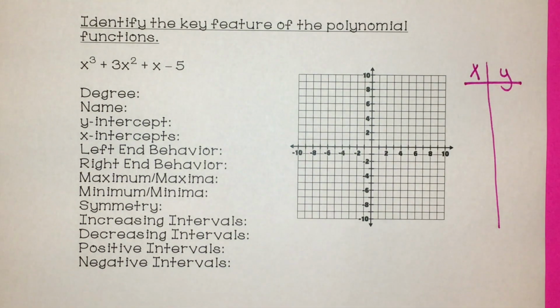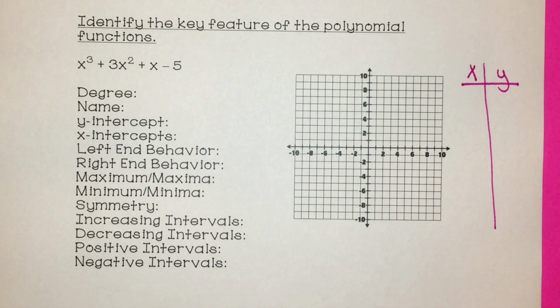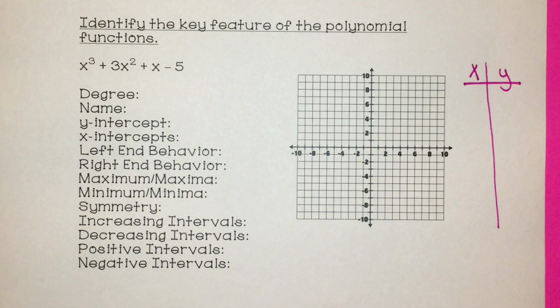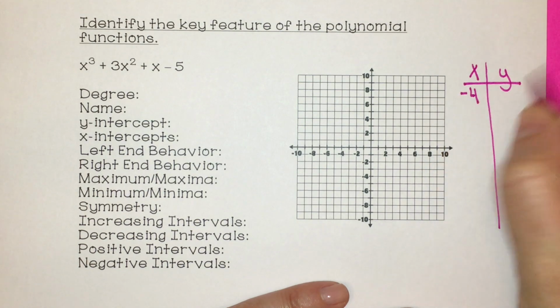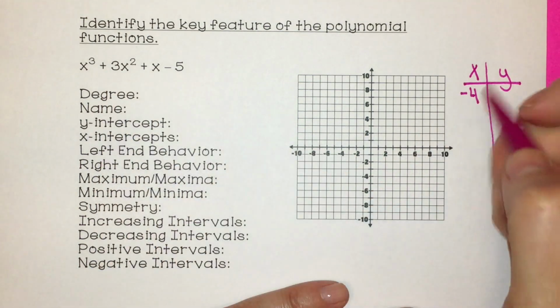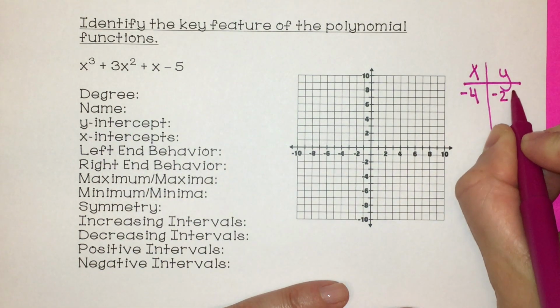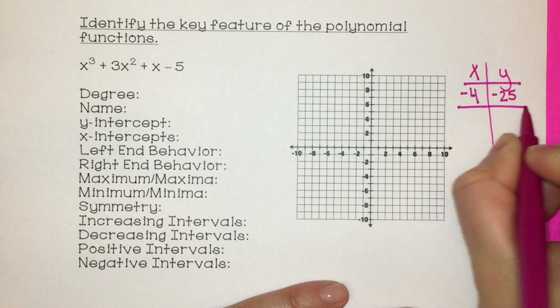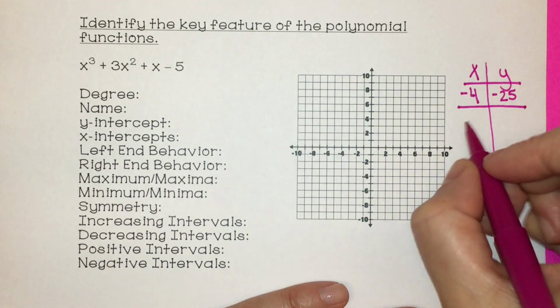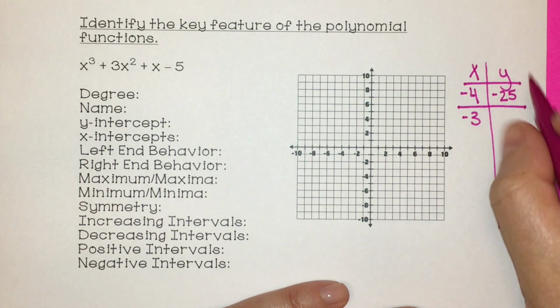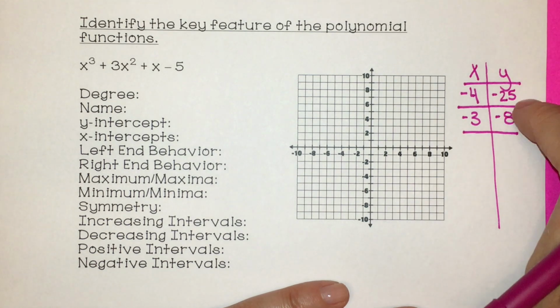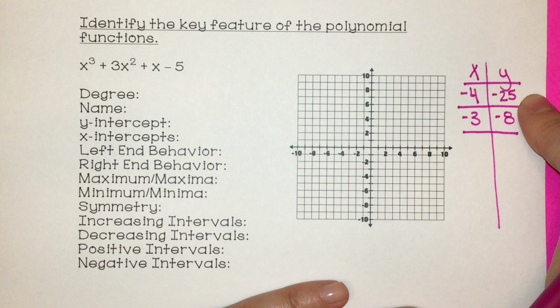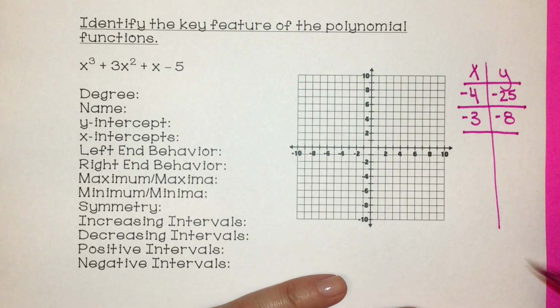Okay, and you can use your calculator to plug them in. All right, so I plug them in. I'm going to start with -4. And when you plug it into the polynomial function, you get out -25. I know that's way off my graph, but when I plug in -3, I get -8 out. So I did include a point that goes off my graph just so I can see the end behavior.